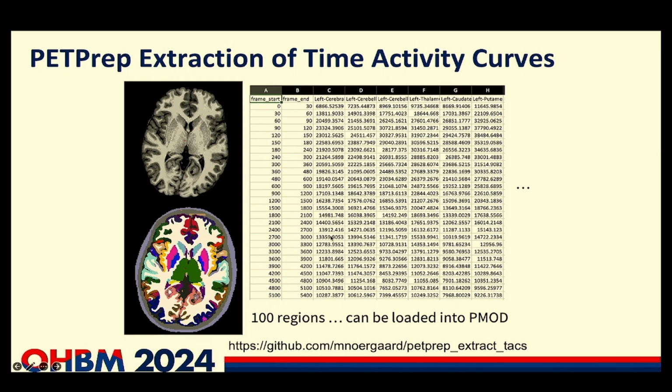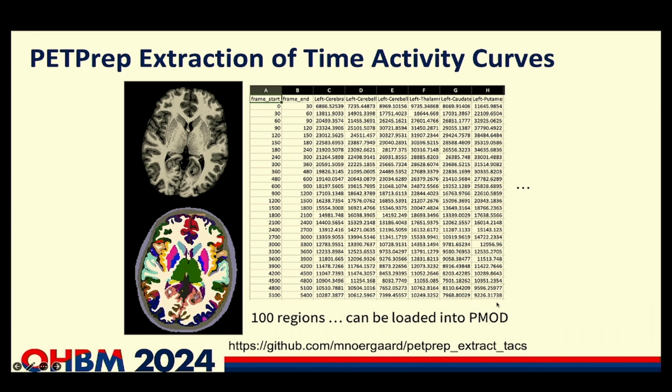The main outputs are these time activity curves, which are structured in a TSV file, where you have the first column defined as frame start, and the second column as frame end. And then you have all these different regions, and this can be loaded into PMOD. That's an industry partner doing pharmacokinetic modeling. It can also be used for tools like KinFitter that Granville will go into.